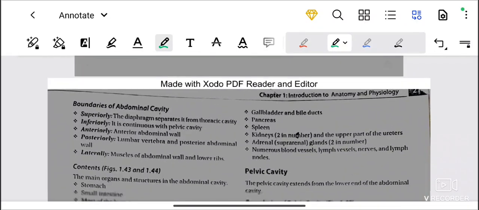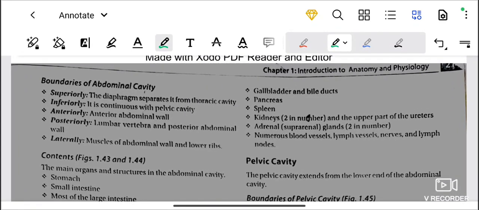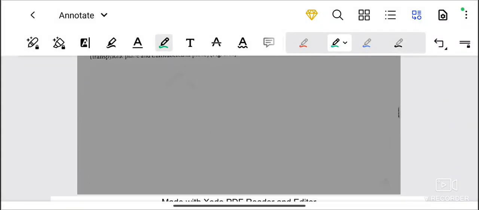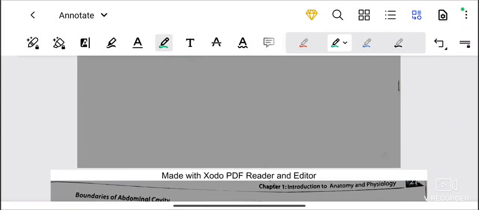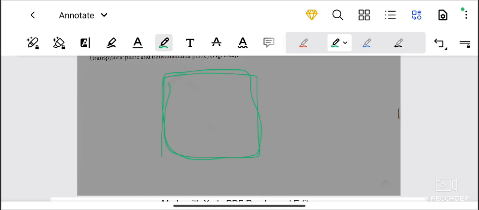Okay, next, the boundaries of the abdominal cavity. Boundaries mean what is present superiorly, inferiorly, anteriorly and posteriorly. Superiorly, the diaphragm separates the thoracic cavity. Here I will draw one abdominal cavity. You can see, this part is the abdominal cavity. Imagine this part is the abdominal cavity.